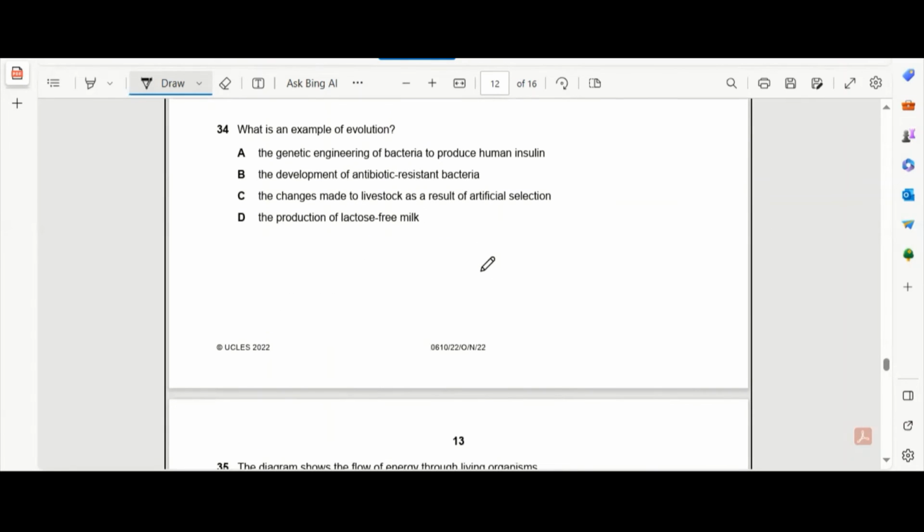What is an example of evolution? The genetic engineering of bacteria to produce human insulin? No, that is not evolution. The development of antibiotic-resistant bacteria. Yes, this is an example of evolution, since there is genetic modification, and that causes the bacteria to have better survival skills. Due to the genetic modification, the bacteria will have better survival skills.